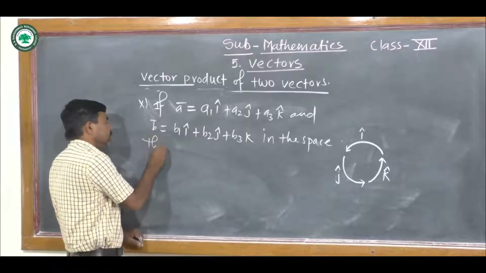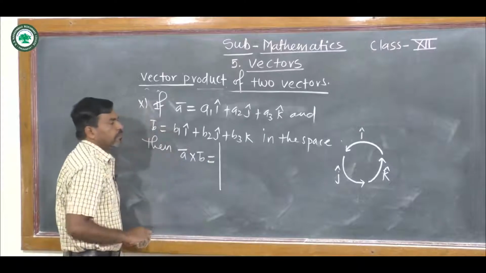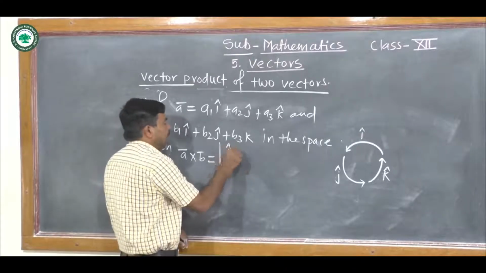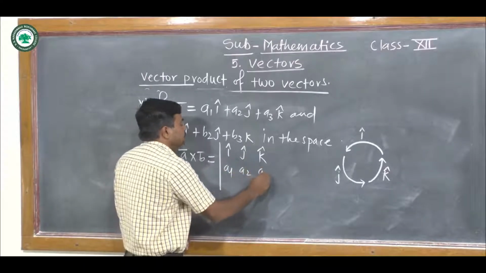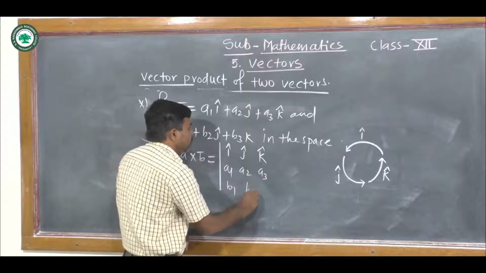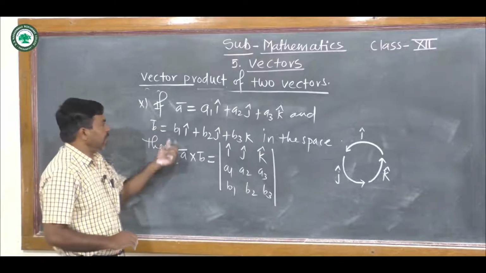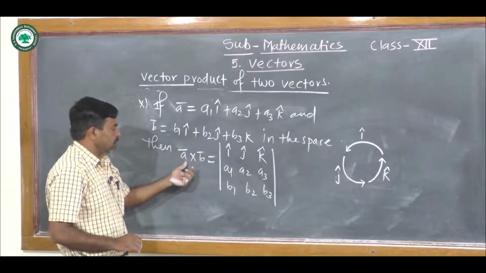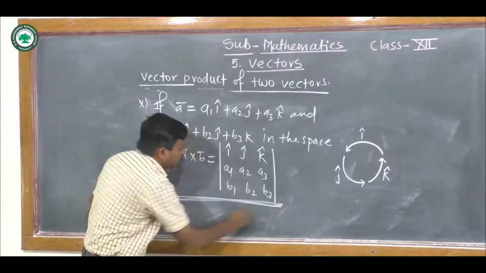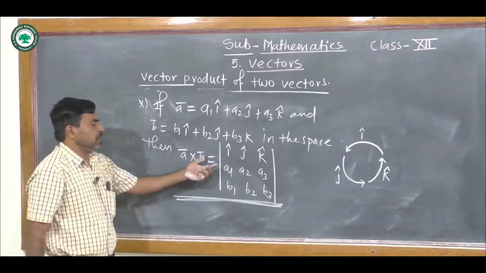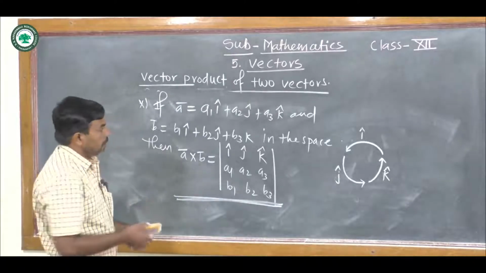Then a bar cross b bar is equal to the determinant. First row i cap, j cap, k cap. Second row a1, a2, a3. And third row b1, b2, b3. So this is the definition of a bar cross b bar. If a bar and b bar are given, this is the definition of a bar cross b bar in the form of a determinant. So this formula also gives us the vector a bar cross b bar. Next remark.